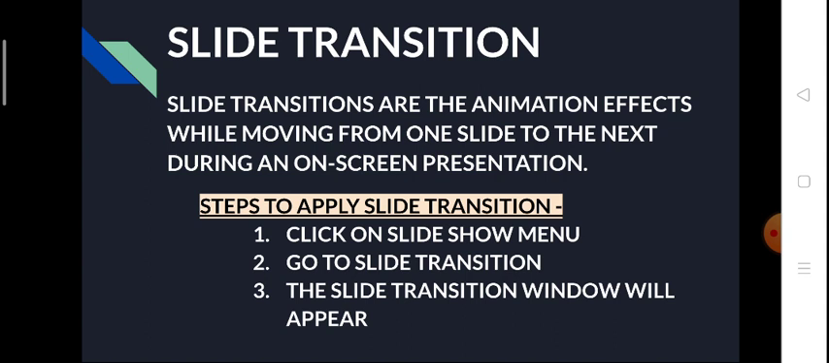So what are the steps to apply slide transition? First we need to click on the slideshow menu, and then from there we have to select the slide transition option. After that, the slide transition window will appear, and from there you can select your desired slide and animation effect and apply it to your slides.